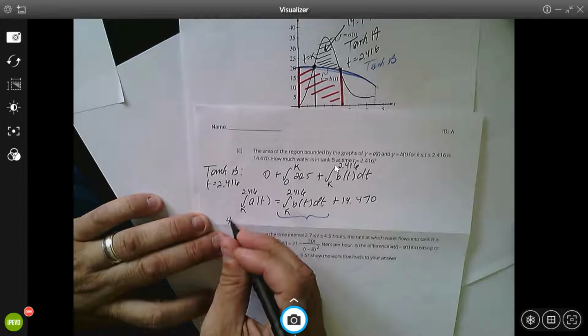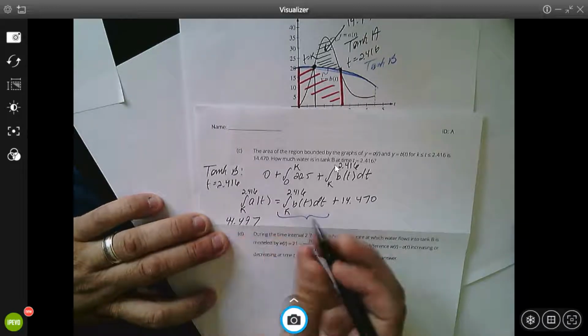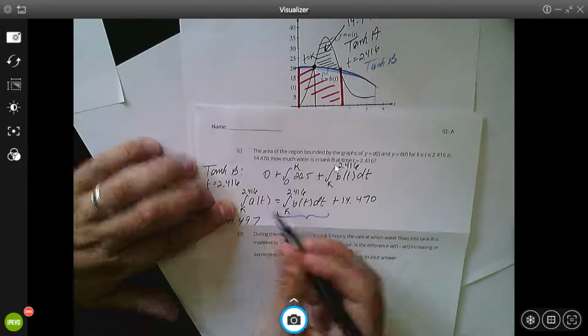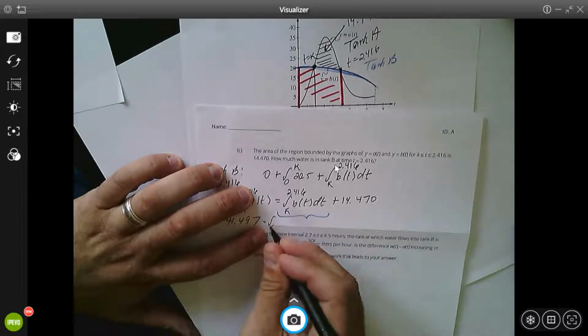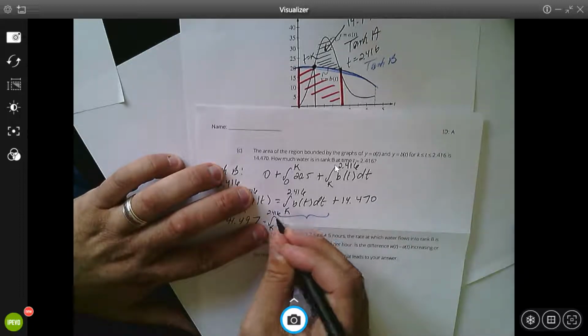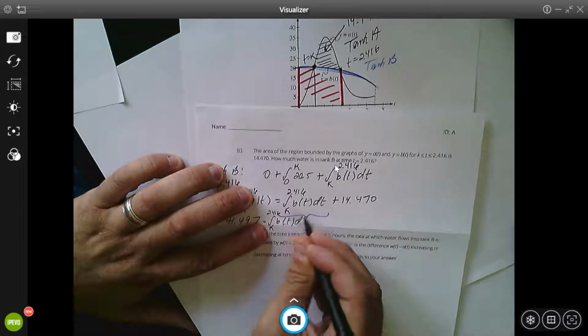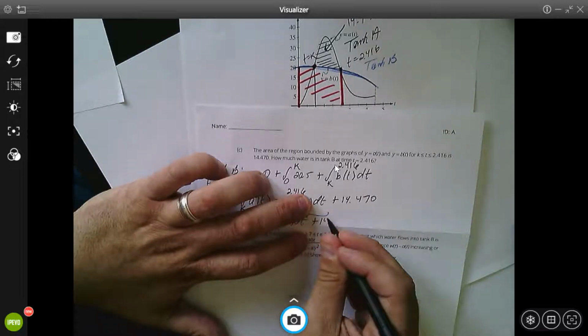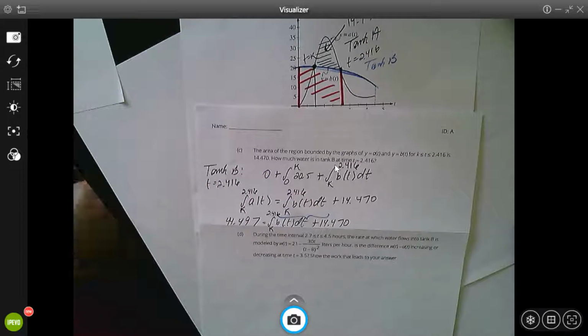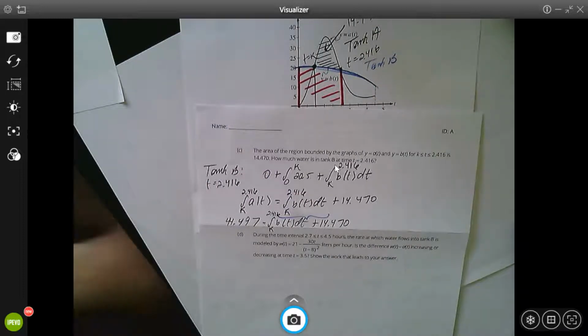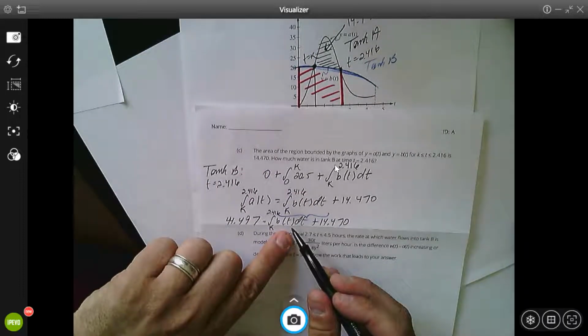Let's go back to my paper. The 44.497 is this value over here. That's then equal to the integral from k to 2.416 of B of t dt plus 14.470.